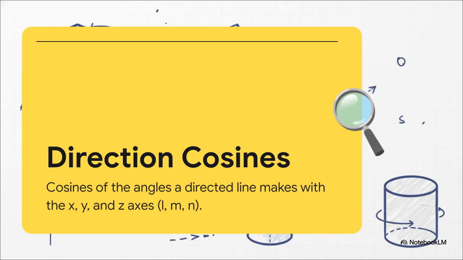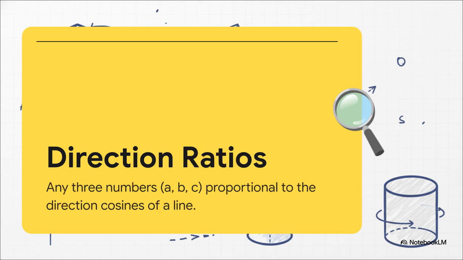Now, if we take the cosine of these angles, we get what are called direction cosines, which we mathematically denote as L, M, and N. Basically, taking the cosine of these angles gives us our fundamental directional anchor in 3D space. But let's be real, working with exact cosines can sometimes get pretty messy.